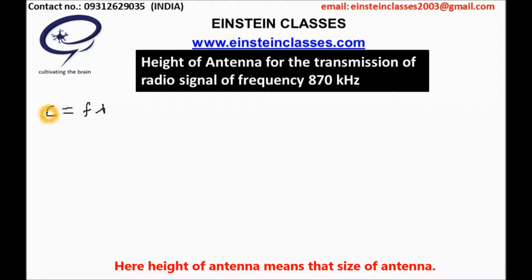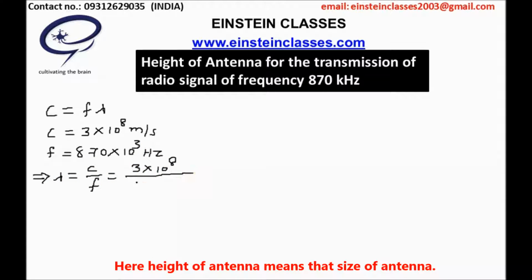and hence the velocity of the radio wave will be 3 into 10 raised to the power 8 meter per second. The frequency is 870 kHz, which is equal to 870 into 10 raised to the power 3 Hz, and from this we can calculate the wavelength of this radio signal, right? Put the value of C and the value of frequency of the radio signal, and we can get the value of lambda. After a very simple calculation, the value of lambda comes out to 345 meter.